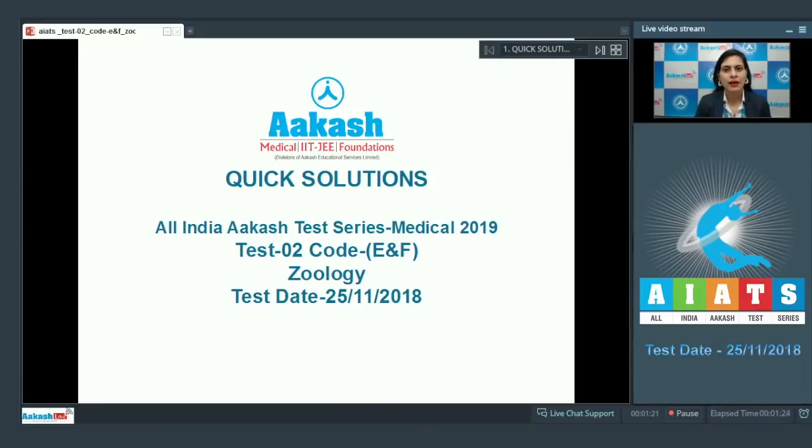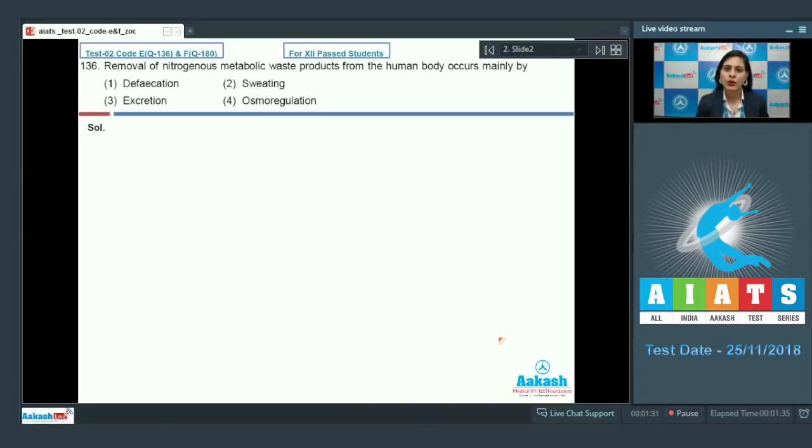Today I am going to take up the zoology part of the paper, which is test paper number 2, code E and F in zoology. So let's get started with our very first question. Question number 136. Removal of nitrogenous metabolic waste products from the human body occurs mainly by, and the correct answer for this question is option number 3, that is excretion. Because excretion is the main mechanism by which removal of these nitrogenous metabolic waste occurs in human body.